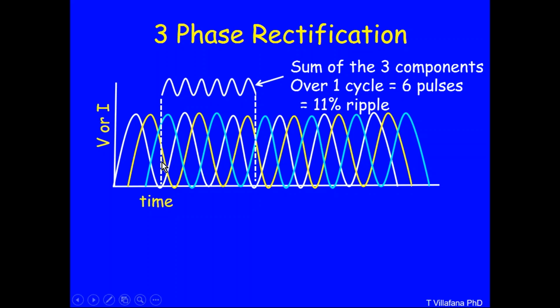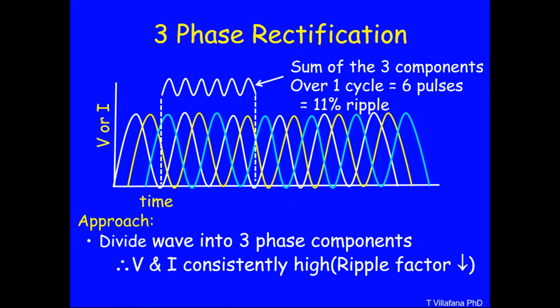In one cycle, the white started at zero here and goes through the full variation back to zero over here. There are six pulses, and that turns out to be 11% ripple. It only varies from top to bottom by 11%, not 100% like we saw in full wave rectified. So we divide the wave into three phases, and then pass them down the line at slightly different times, and the net result is that your ripple factor goes down, your voltage and current stay consistently high, and now you've got more output. That was the mission you were trying to accomplish.